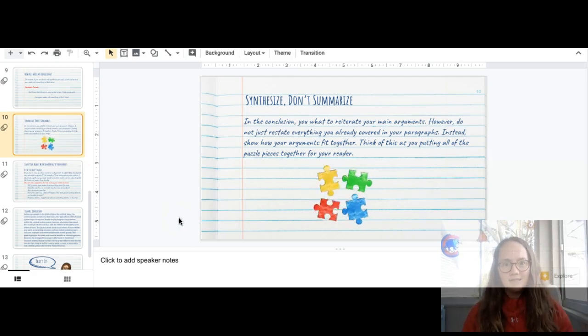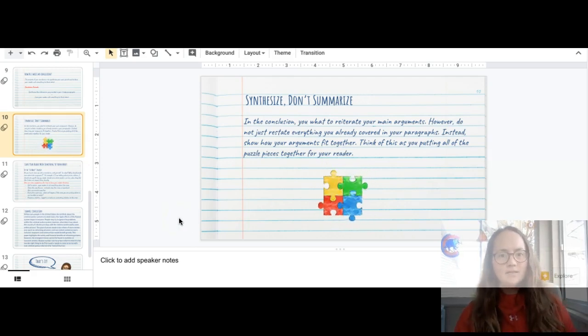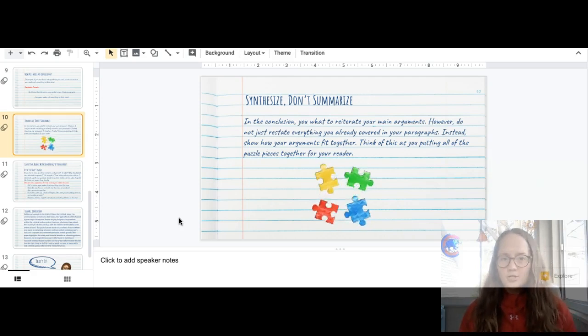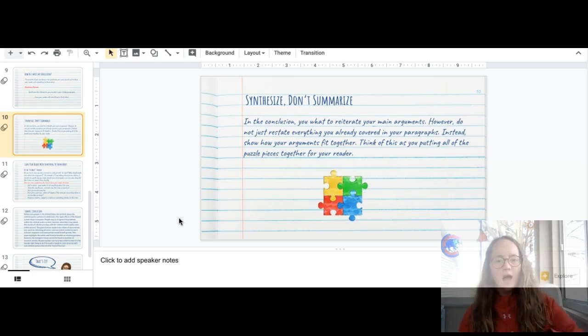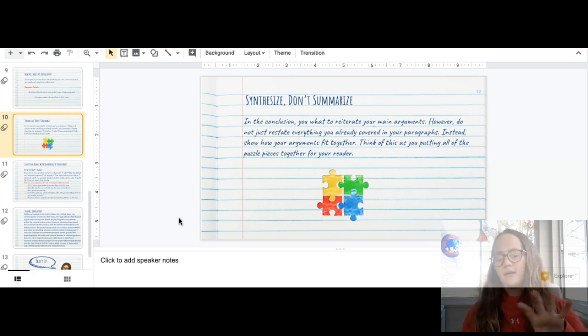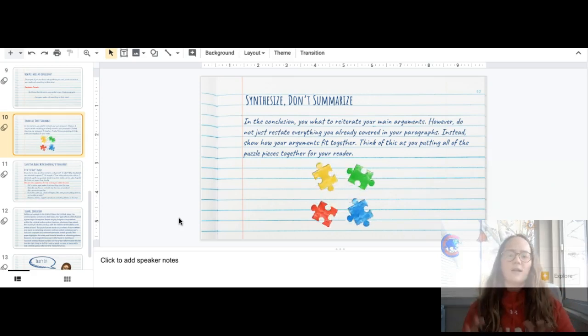What I mean by synthesize is you want to synthesize your ideas, not summarize. So you don't just want to repeat and regurgitate what you already said in your paper. You want to show how it fits together. So think of it like a puzzle. When you're doing a puzzle, you're putting the pieces together. When you're coming up with your conclusion, you're showing how body paragraph 1 and what you talked about there fits in with body paragraph 2 and body paragraph 3.